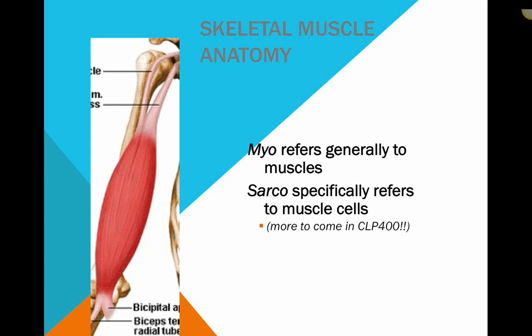Okay, just getting into a little bit of anatomy of the muscle and the name game. The name game gets really significant with muscles. Myo generally refers to muscles. Sarco, which we'll talk about in CLP 400, specifically refers to muscle cells.